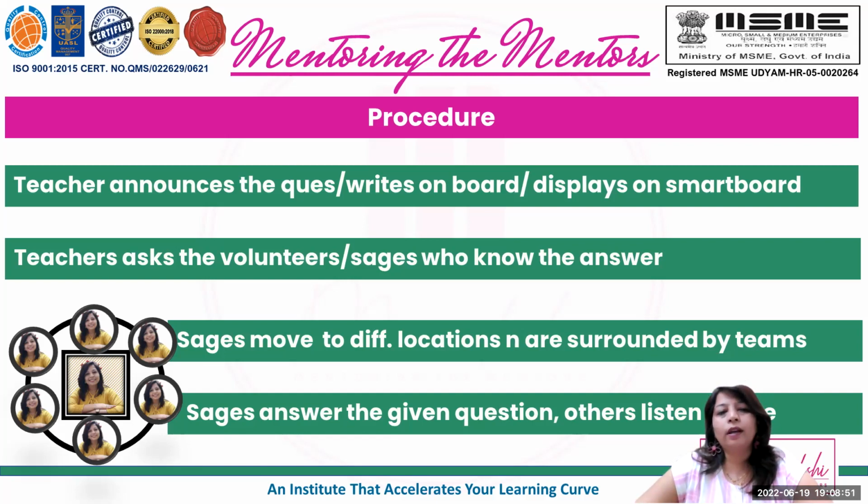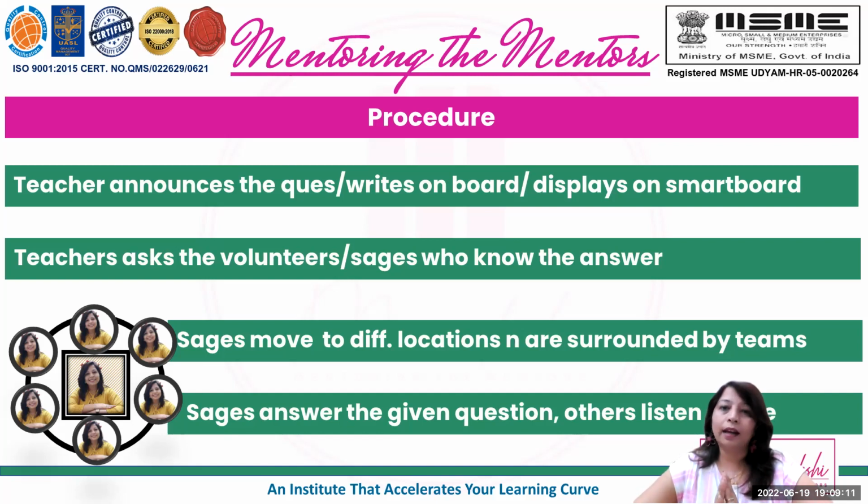So I announce that question in the class, or maybe write on the board, display on the smart board, and then I ask for the volunteers. See, let me tell you, this doesn't mean I want the expert students. I want just students who are able to answer those questions. So I choose from those volunteers, suppose 5 students I select.